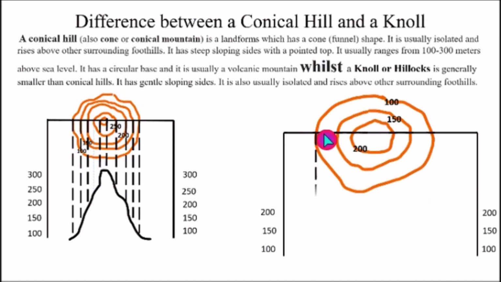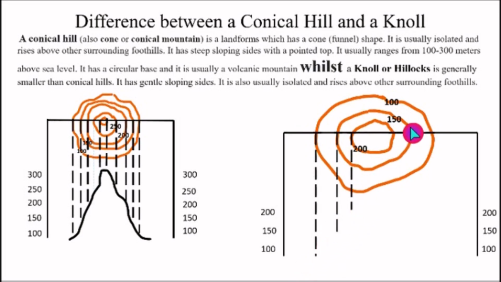Then what contour is this? This is 100, so you trace it to 100. Then the next contour is 150, you trace it to 150. The next contour is 200, you trace it to 200. Now you are done at the left side.